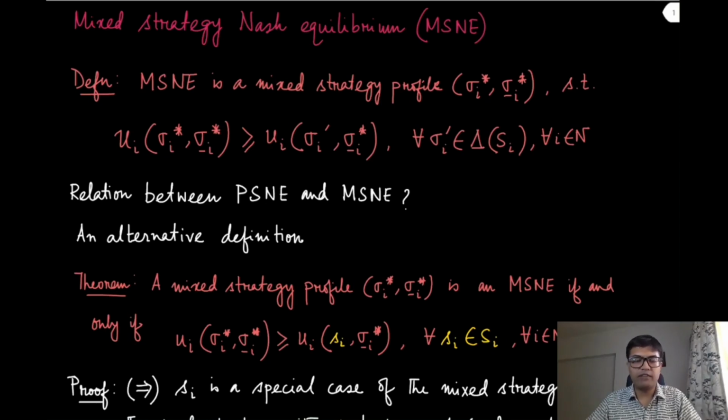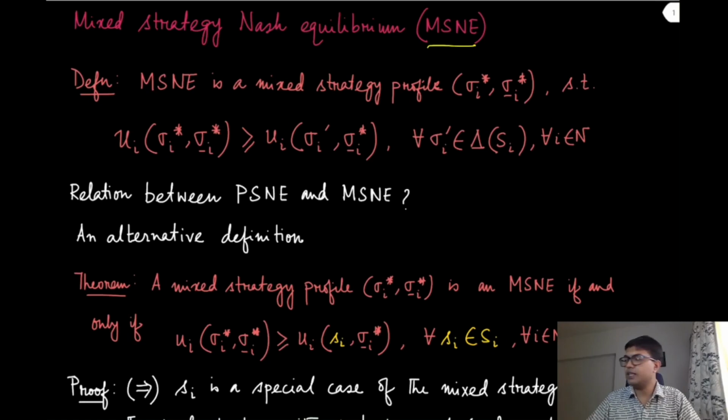Now, once we have developed the notion of mixed strategy, it is also very natural to ask about the equilibrium notion. And the equilibrium that we are going to discuss in this case is called the mixed strategy Nash equilibrium, or MSNE in short. So what is a mixed strategy Nash equilibrium? It is very similar to the pure strategy Nash equilibrium.